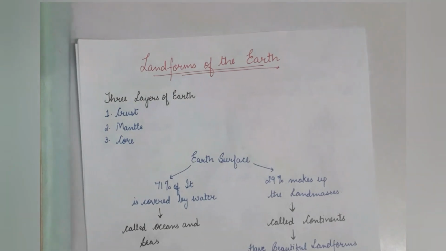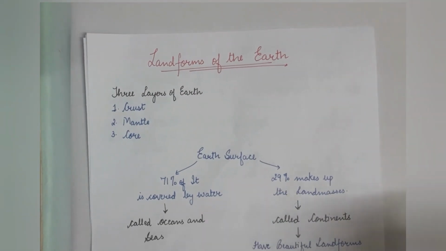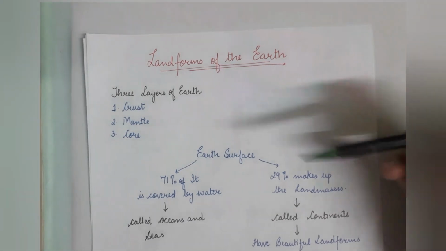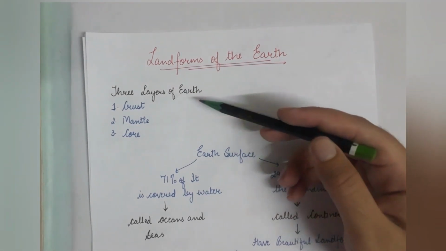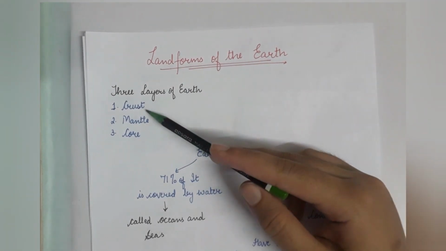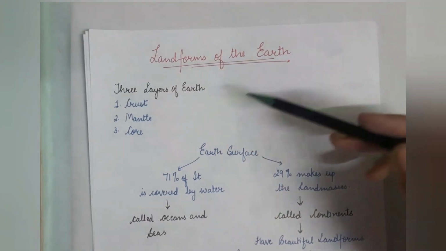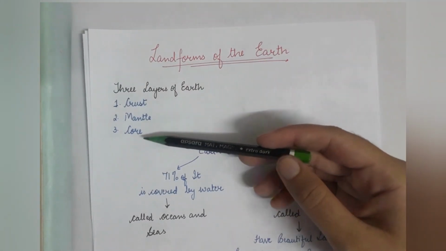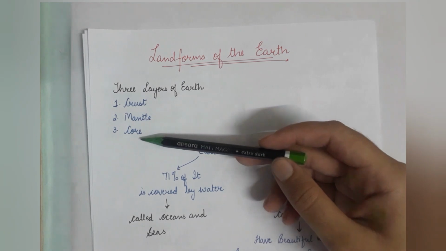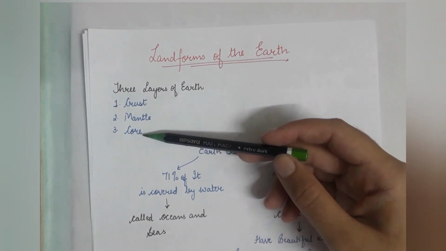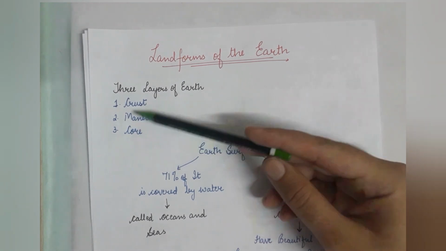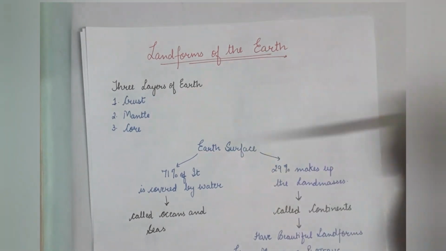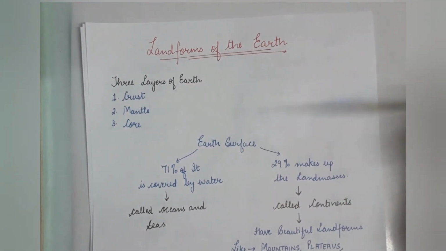So starting with the next chapter, that is landforms of the earth. First of all, we will be discussing the three main layers of the earth. The very first one is the crust, which is the outermost layer. Then comes the mantle and then comes the core. This is the hottest one and it has magma inside it, in molten form. Okay, so these are the three layers of the earth.